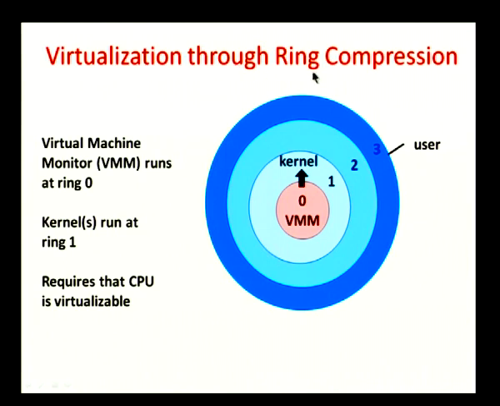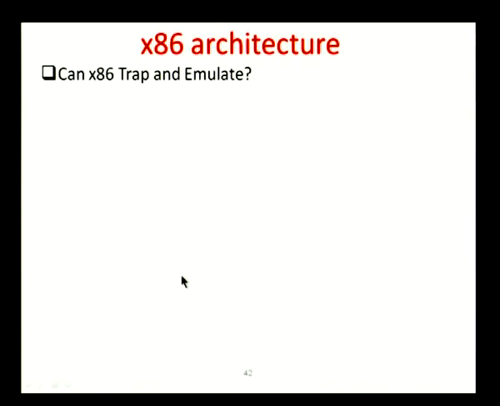Now, how does virtualization through ring compression take place? Here we have rings 0 to 3. The virtual machine monitor runs at ring 0, that is the actual thing. Then the kernel runs at ring 1, and it requires the CPU to be virtualizable, only then is it possible to create the virtual machine. That is also another important condition which we have to understand.